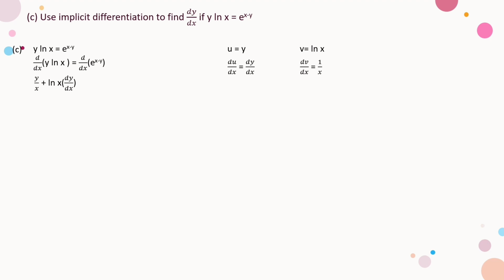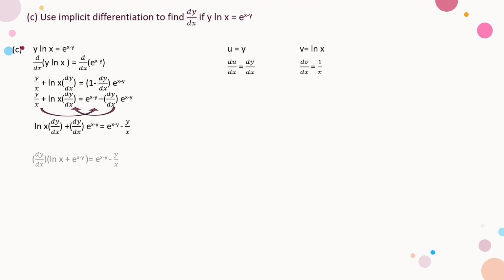And then for the right hand side, we differentiate e power of x minus y, so we get (1 minus dy/dx) times e power of x minus y, and then we expand it and move dy/dx times e power of x minus y to the left hand side and y over x to the right hand side, and then we factorize dy/dx out. So for the final answer, dy/dx is equal to (e power of x minus y minus y over x) over (ln x plus e power of x minus y).